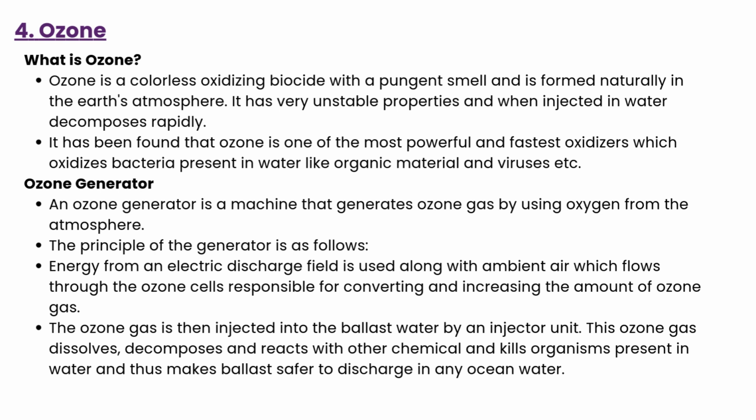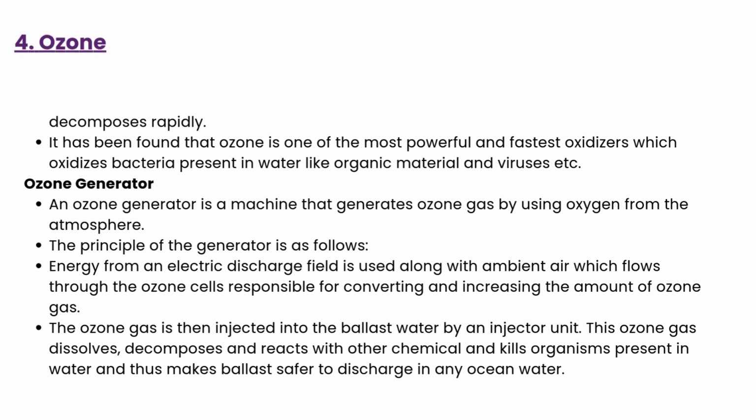Okay, so we have an ozone generator. An ozone generator is a machine that generates ozone gas by using oxygen from the atmosphere. Okay, how is it used? Energy from an electric discharge field is used along with ambient air flowing through the ozone cells, responsible for converting and increasing the amount of ozone gas. The ozone gas is then injected into the ballast water by an injection unit. This ozone gas dissolves, decomposes and reacts with other chemicals and kills organisms present in water, thus making ballast safer to discharge in any ocean water.